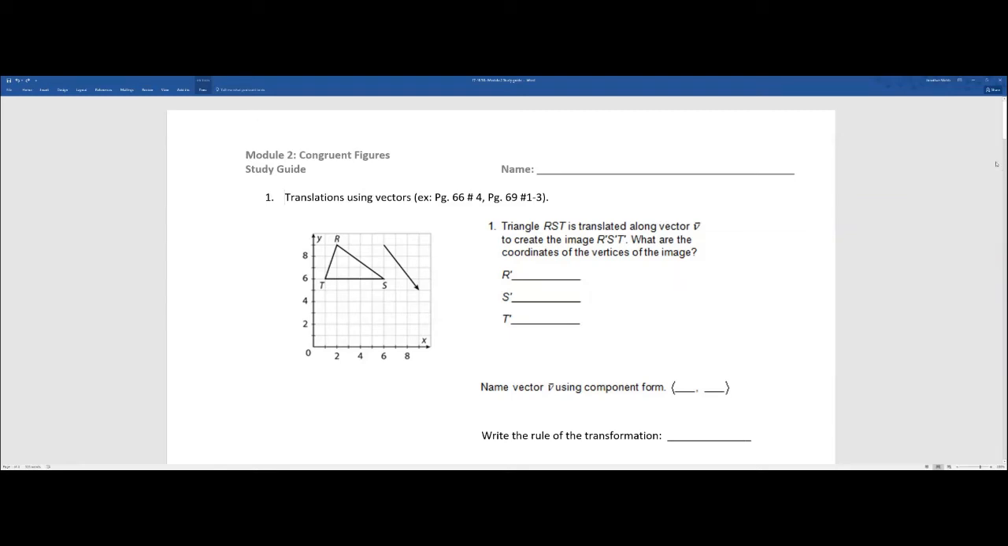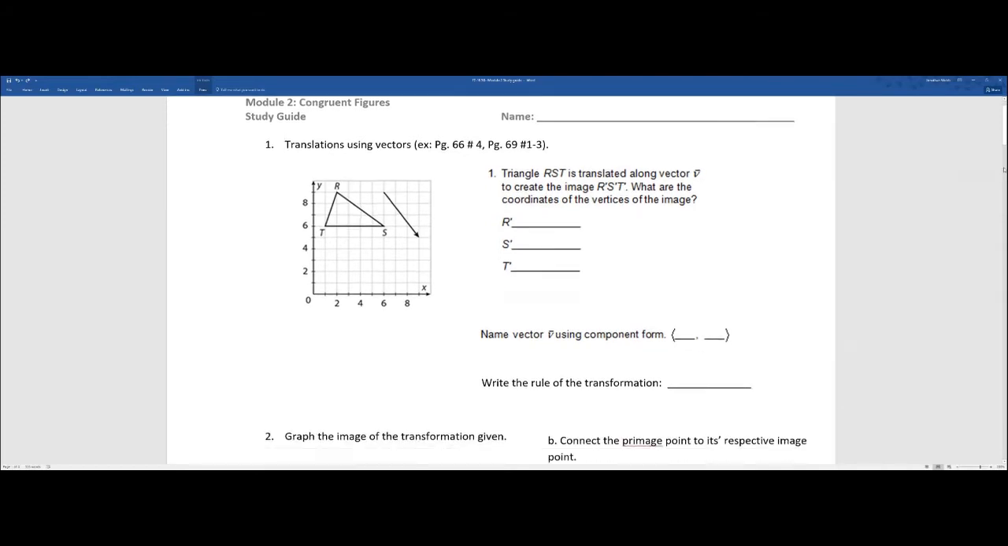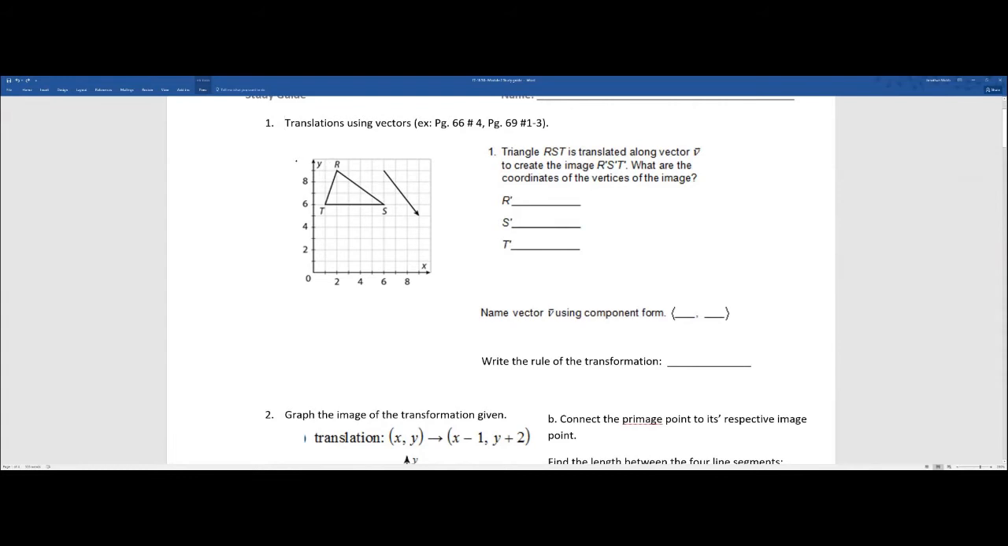Hi guys, this is the study guide for Module 2 and transformations. Looking at number 1, we have translations using vectors. For number 1, we have this pre-image. Remember, the pre-image is before we go ahead and transform it. Triangle RST is translated along a vector to create the image R prime S prime T prime. What are the coordinates of the vertices in the image?